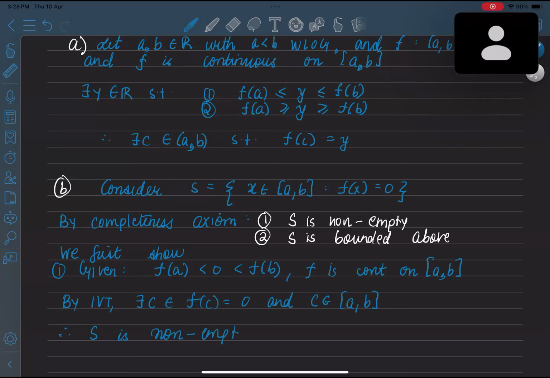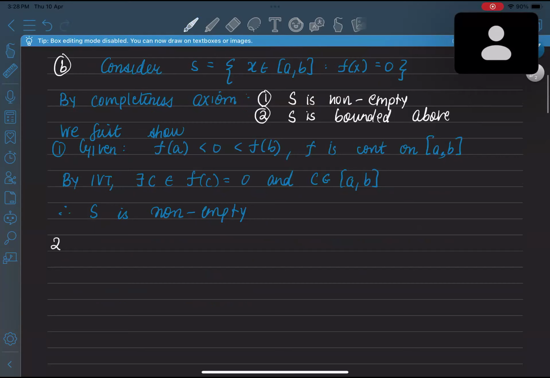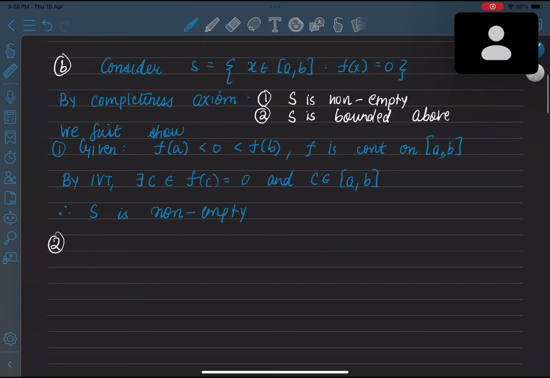The second part is rather simple. We're just asked to show that S is bounded. And so clearly S is bounded above by B.